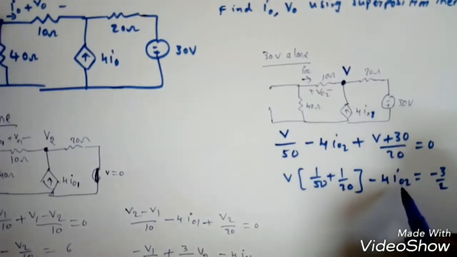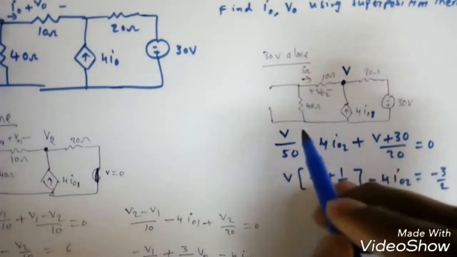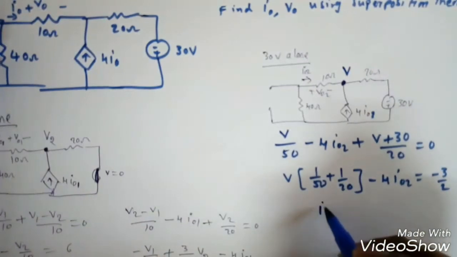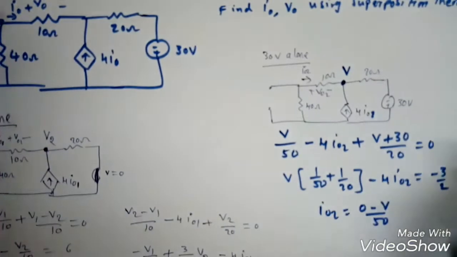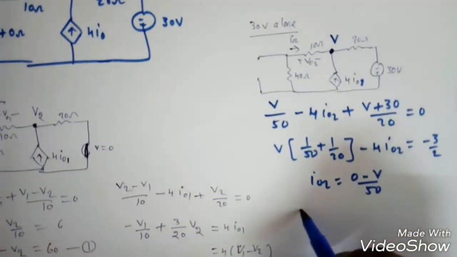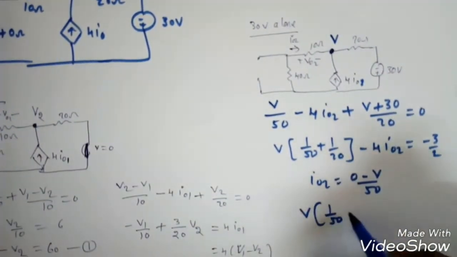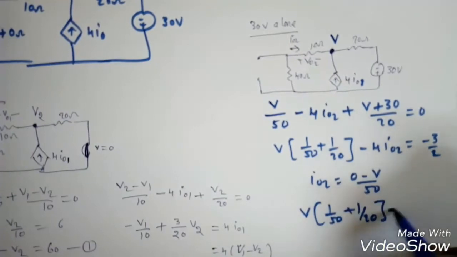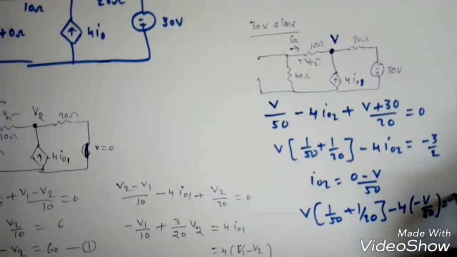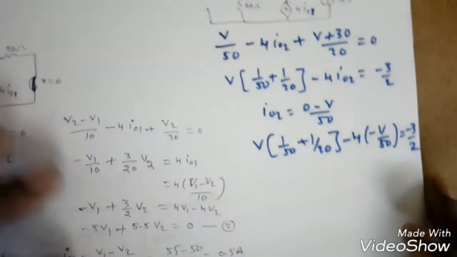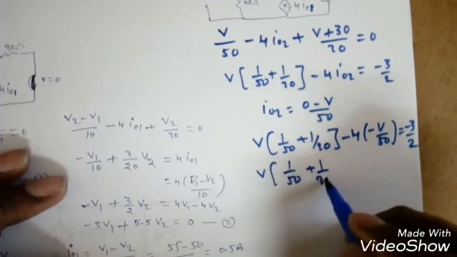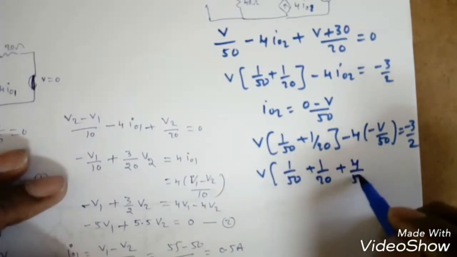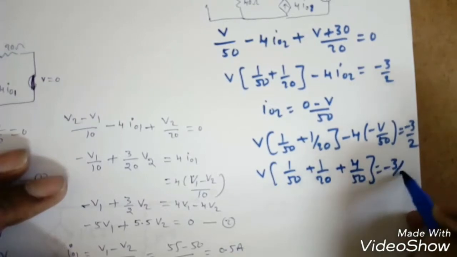But we need I naught 2. I naught 2 is incoming, right? So can I make it like this? I naught 2 is equal to 0 minus V by 50. Just substitute here and we will get the answer. So V times 1 by 50 plus 1 by 20 minus 4 into minus V by 50 is equal to minus 3 by 2. Again if I take V common, 1 by 50 plus 1 by 20 plus 4 by 50 is equal to minus 3 by 2.